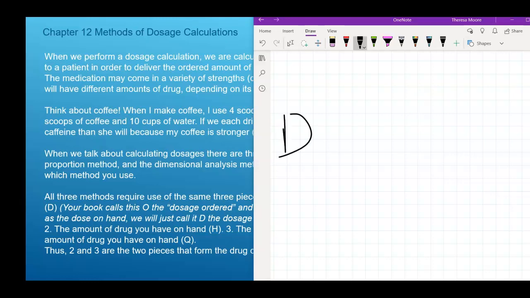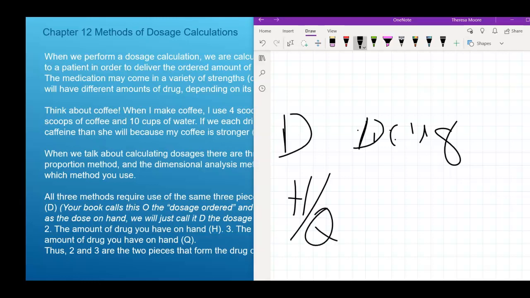So D is the doctor's order, and I always consider it the drug. Then H per Q is your concentration. H is the amount of drug in Q, a specific amount of medication.